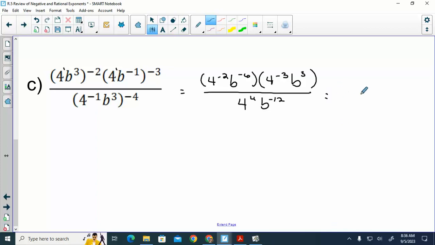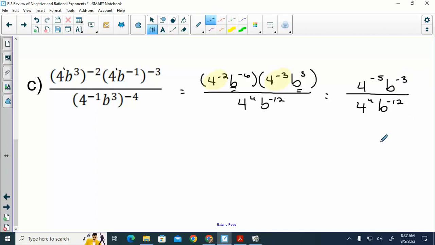Okay, some people like to flip and get rid of all the negative exponents at the beginning, so that's also an option. I'm going to keep rolling with this strategy. So on the top, if I combine 4 to the -2 and 4 to the -3, since the base is written each time you add those exponents, you get 4 to the -5, b to the -6, and b to the +3 would give me a b to the -3.